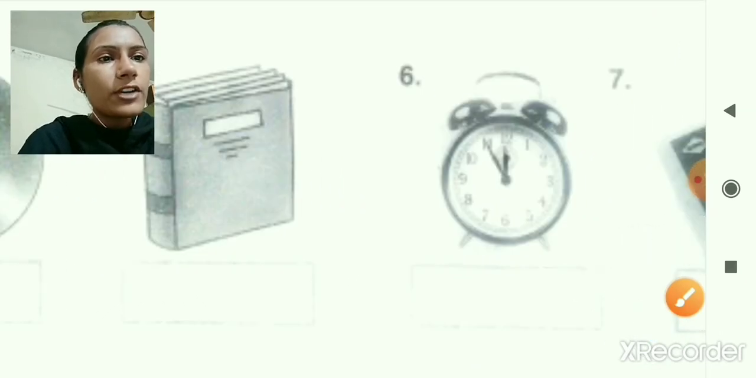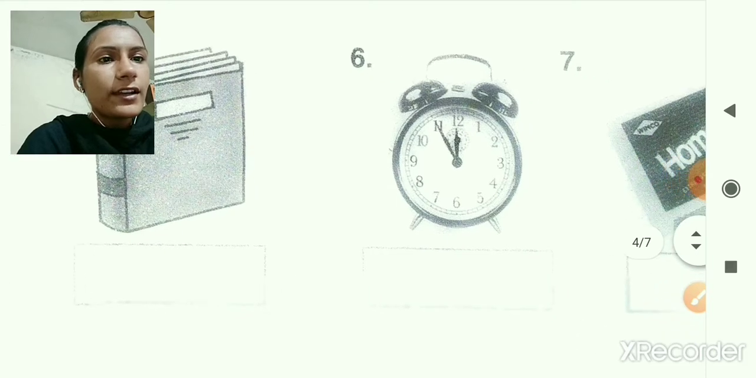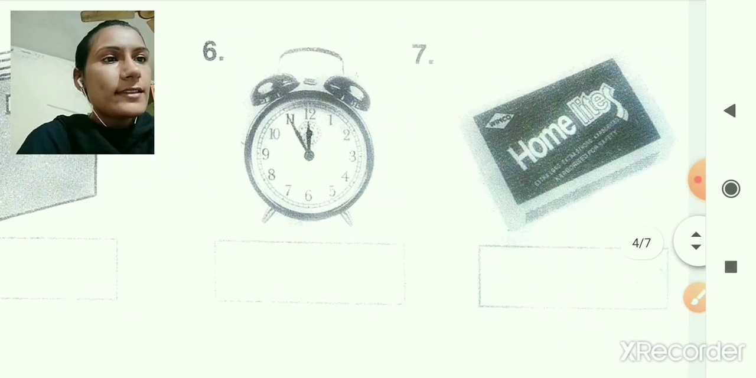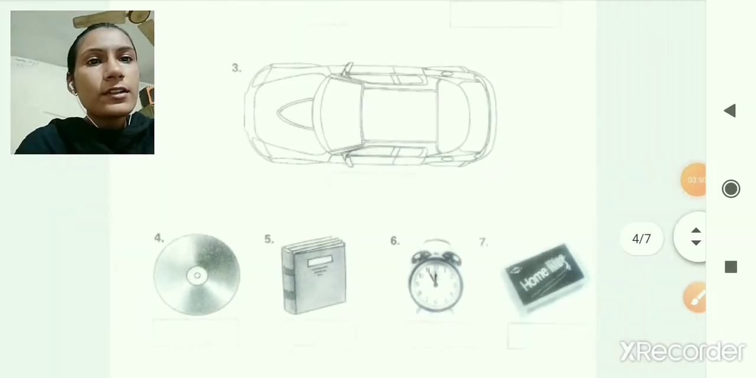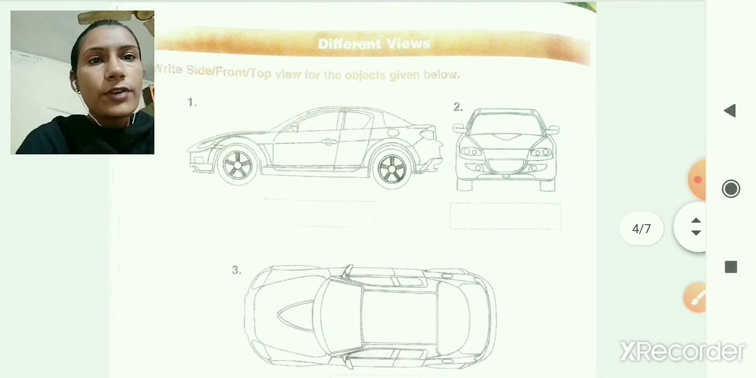Then next, which view is this? This is the front view of the clock. So here you can write front view. And this, which view is this? This is the top view. So here you can write top view. So this one is also your homework. So you have to write this in your workbook.